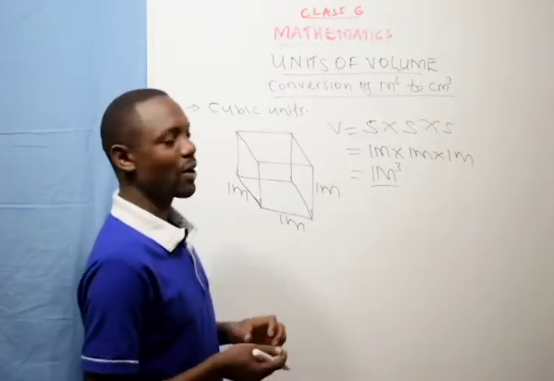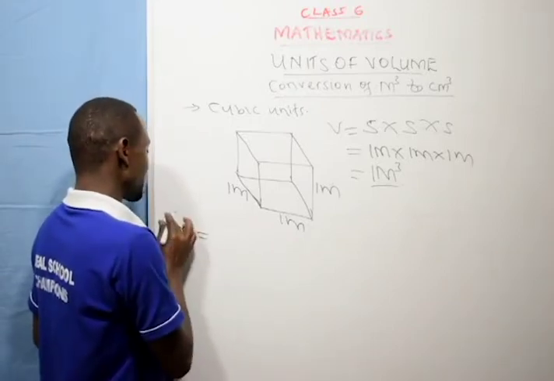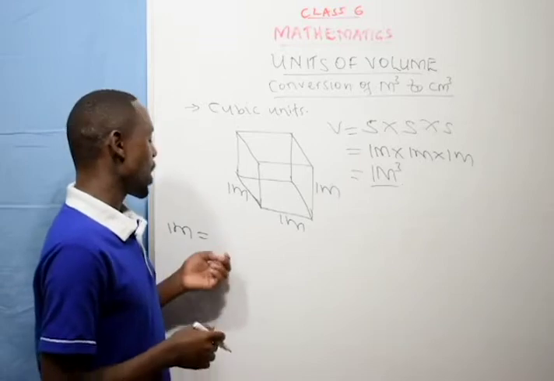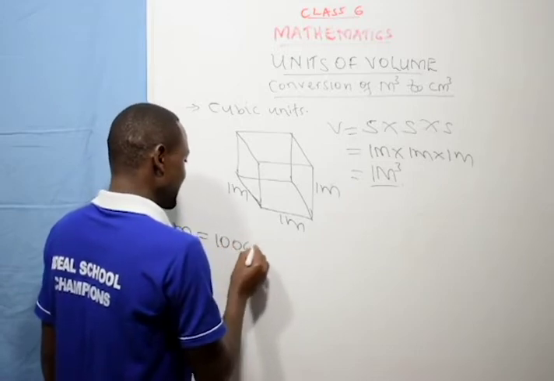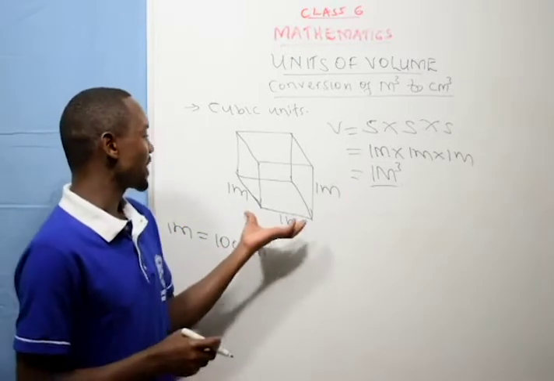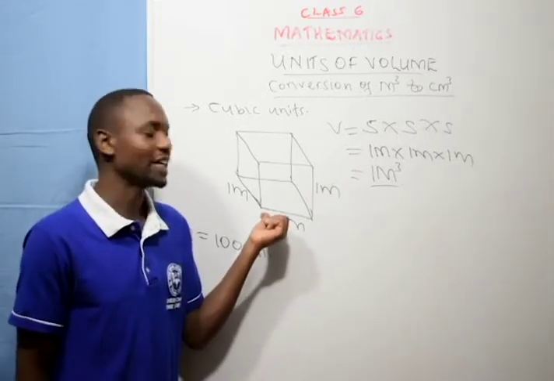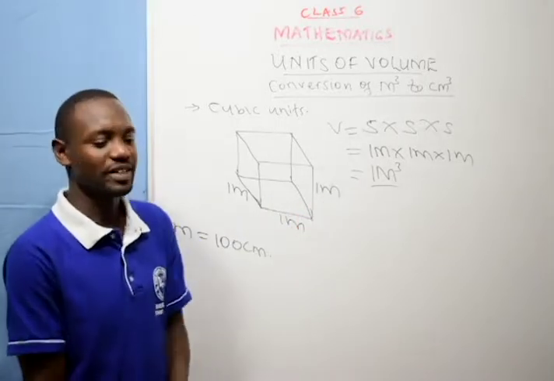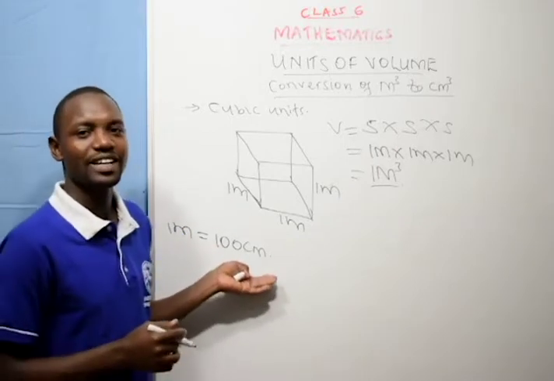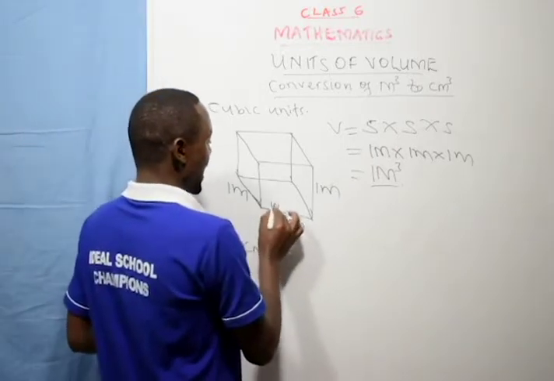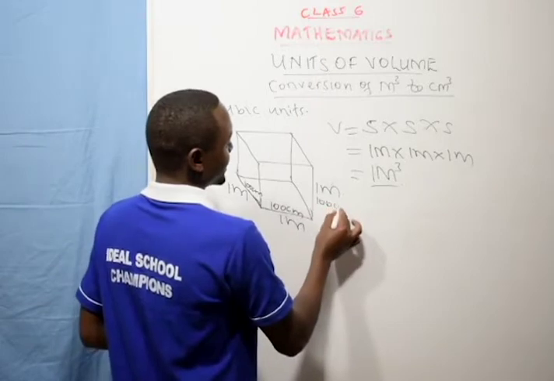Yes. Remember, when we are looking at measurement of length, 1 meter is equivalent to how many centimeters? Yes, good. 1 meter is equal to 100 centimeters. So, can we give the length of this cube in centimeters? Remember, the side of this cube measures 1 meter by 1 meter by 1 meter. So the length of this cube will be 100 centimeters, the width is 100 centimeters, and the height is 100 centimeters.